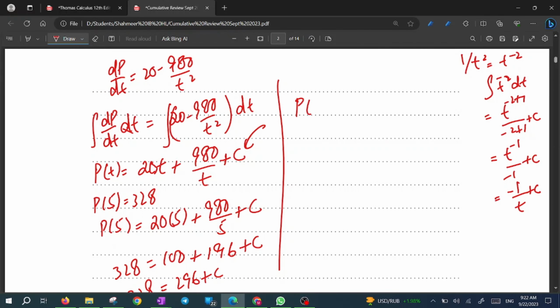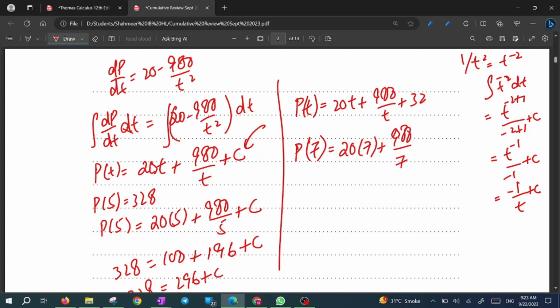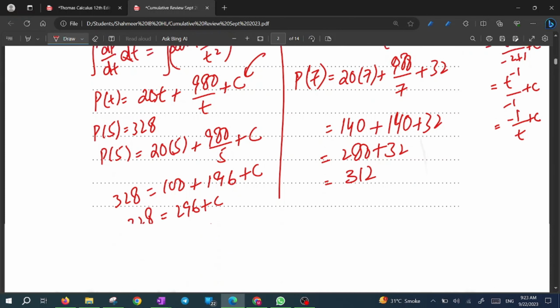So P(t) = 20t + 980/t + 32. Now we have to find P(7) = 20 × 7 + 980/7 + 32. 20 times 7 is 140, and 980 divided by 7 is 140. So we get 140 + 140 = 280, plus 32 is 312. Hence, we have shown it.